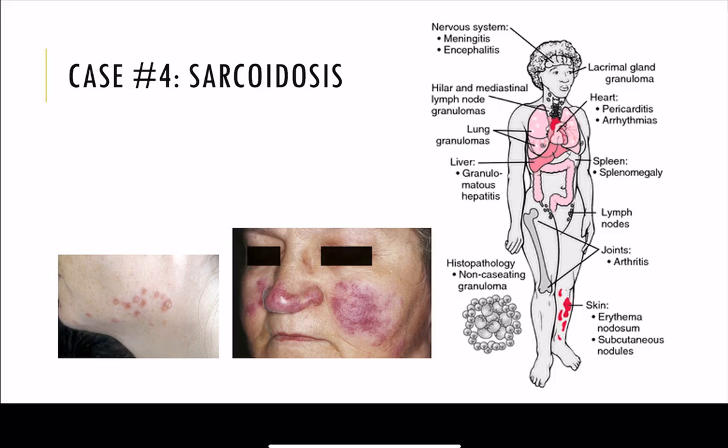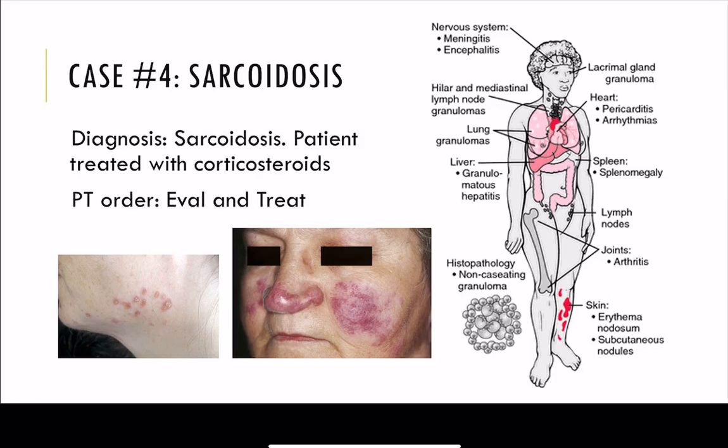Erythema nodosum, can't say that word. That gets me every time. All right, let's try it again. Erythema nodosum, there we go, flows out, is kind of seen on the pictures here. It's these subcutaneous nodules. They can be kind of red or purple. They're typically tender to the touch. And it's a classic finding with sarcoidosis.